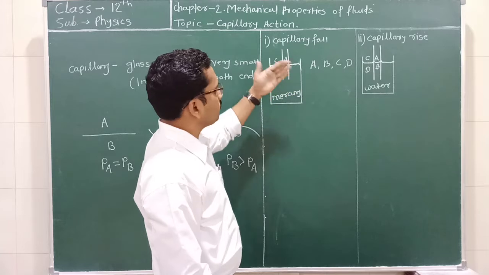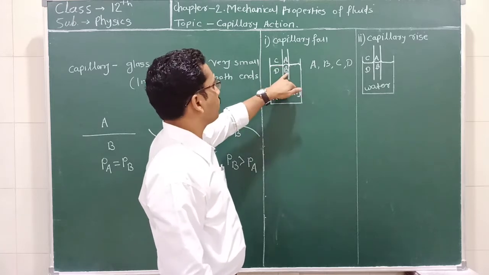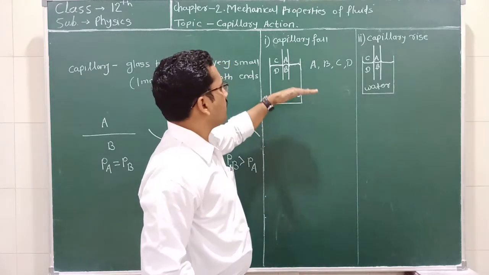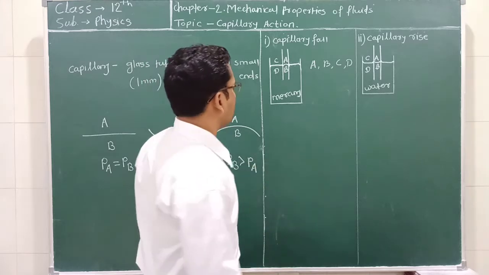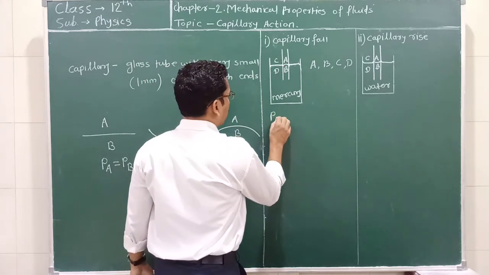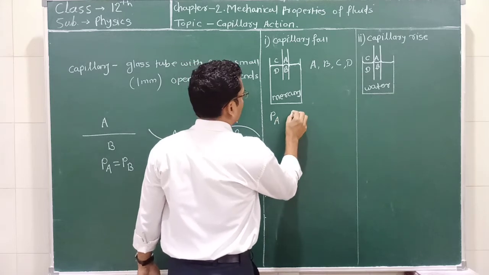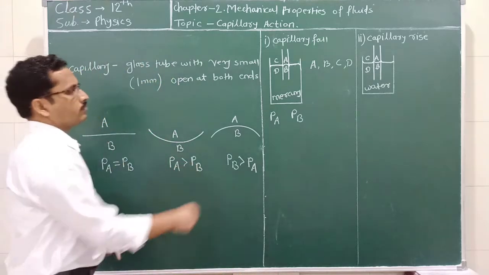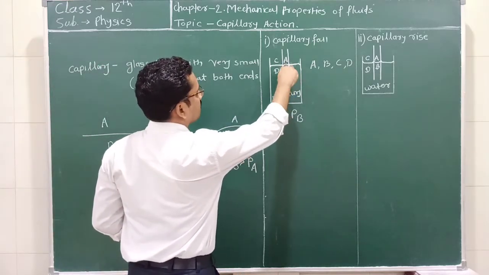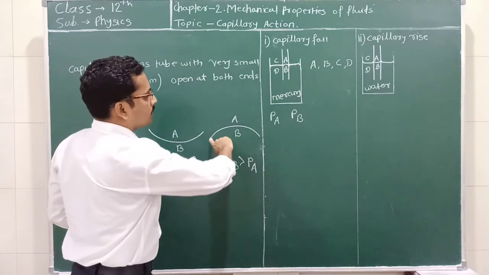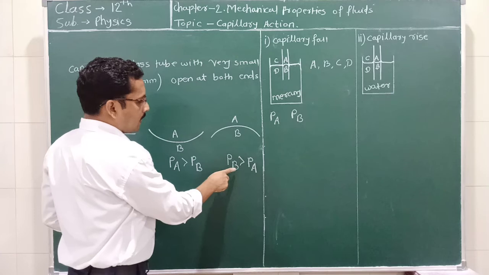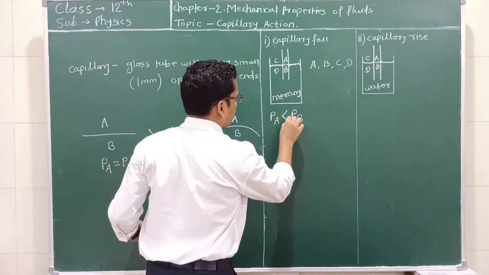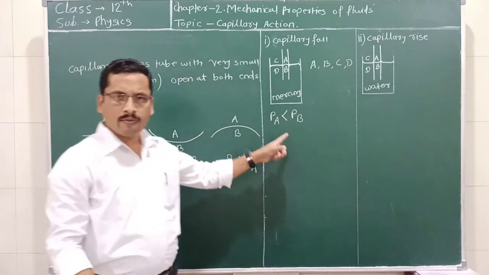What is point D? It is just below the liquid surface inside the dish. And what is point B? This point B is just below the liquid meniscus inside the capillary tube. So consider that the pressure at point A is denoted by PA and the pressure at point B is denoted by PB. Now, the shape of this meniscus is convex. So, what is the pressure? The pressure at point B is greater than the pressure at point A. So, we can write here that the pressure at point B is greater than that of A.